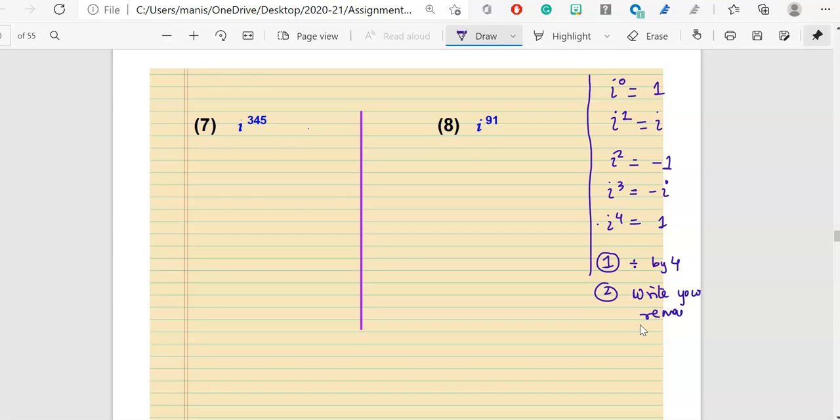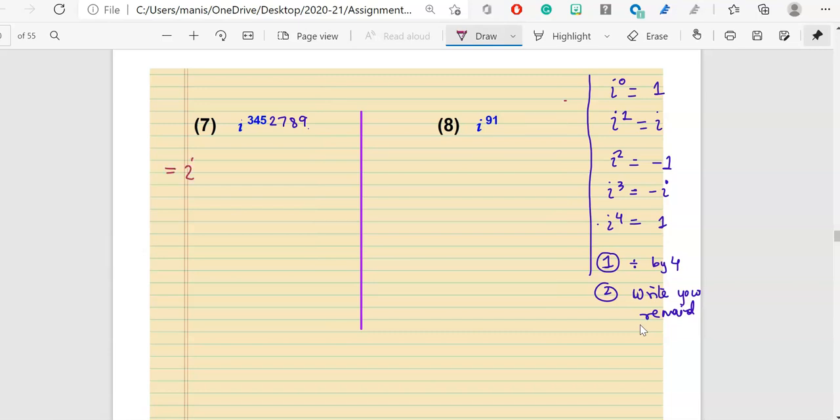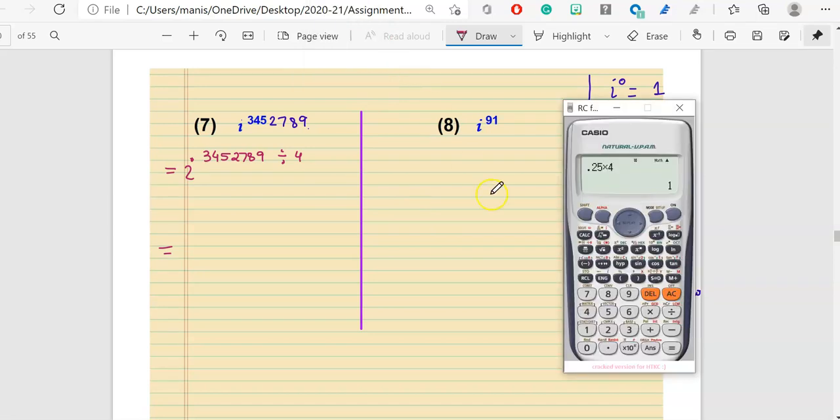Now I'm changing the question. Some of you might be thinking that whatever numbers are over here come over here. So I'm taking 3, 4, 5, then I wrote 2, and 7, 8, 9. Here you go, I made the question a different question, a big question. Step number 1 says you will divide your exponent by 4. Can you divide this? Oh no. So the easy approach is you divide this by 4, and whatever is your decimal, you multiply that by 4. It gives you the remainder. Let's try this.